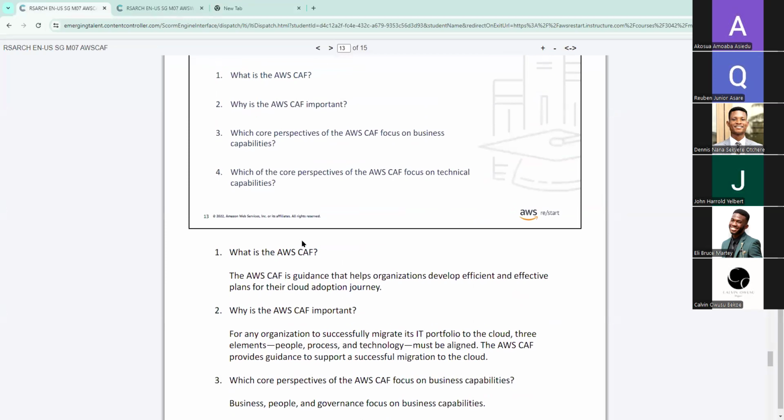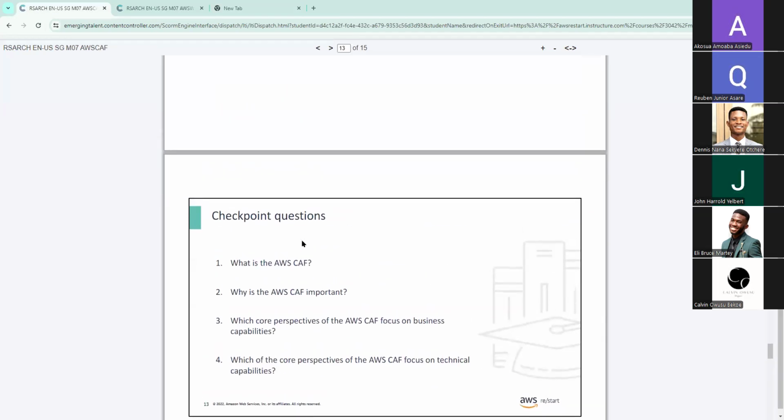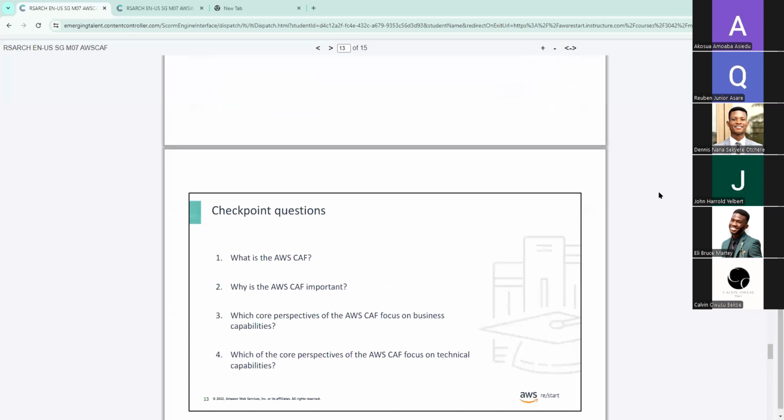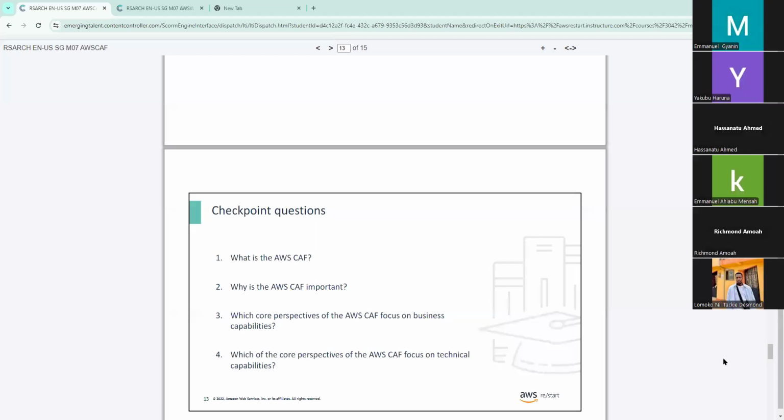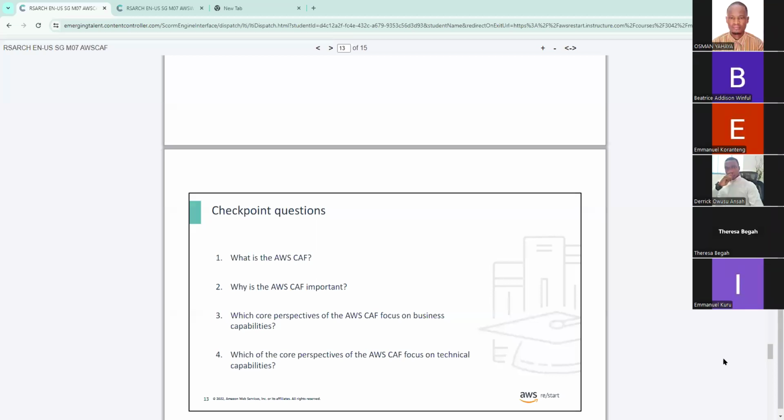Okay, so what is the cloud adoption framework in your own words? How do you understand the cloud adoption framework? I think I'll call someone whose voice I haven't heard today. Richmond Amoa.